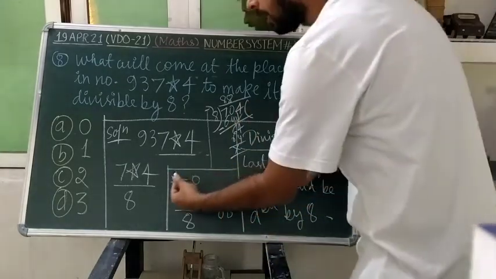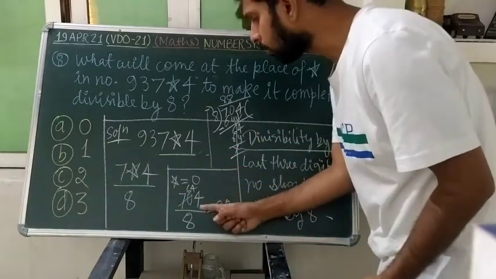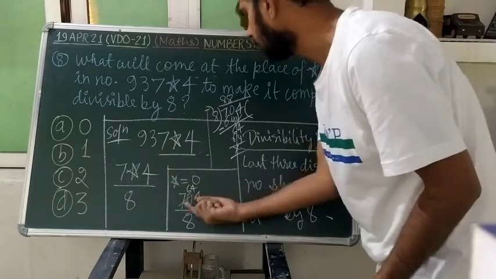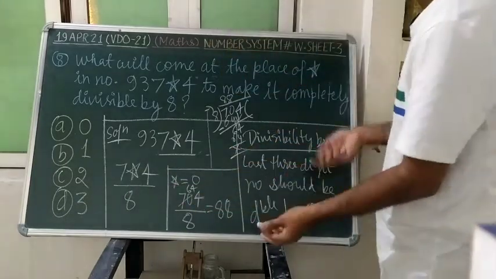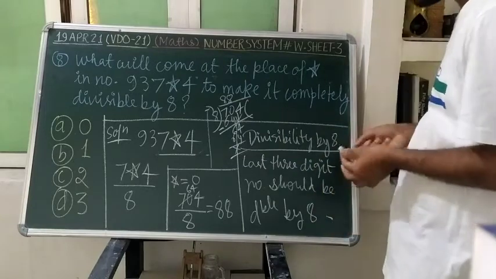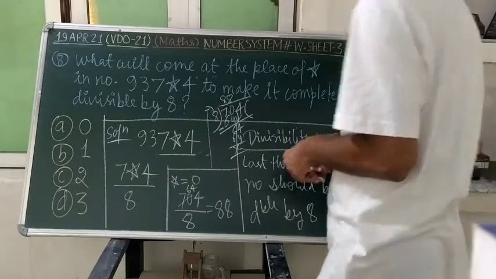So by considering star as our 0, the number formed here will be 704, and that is divisible by 8. So it will be completely divisible by 8. So what will our answer be? At the place of star, what should be there? 0.